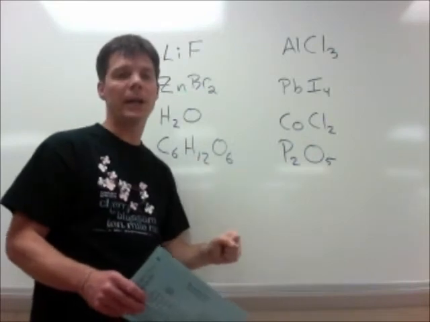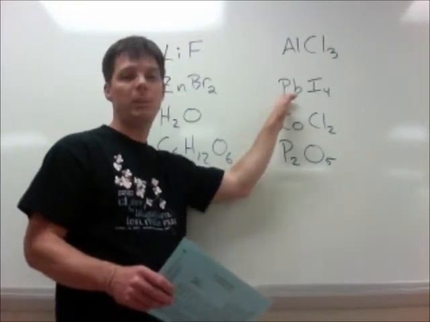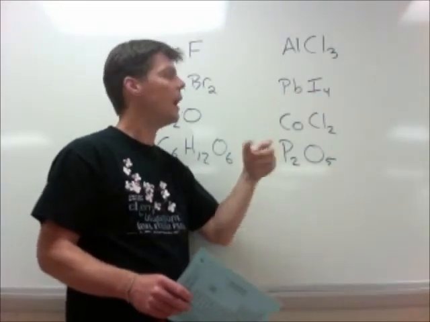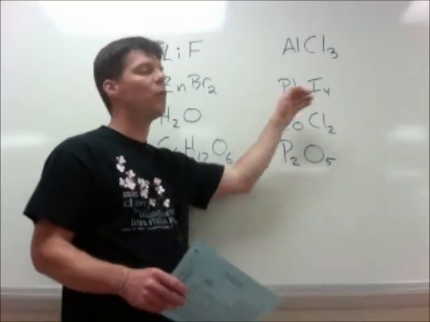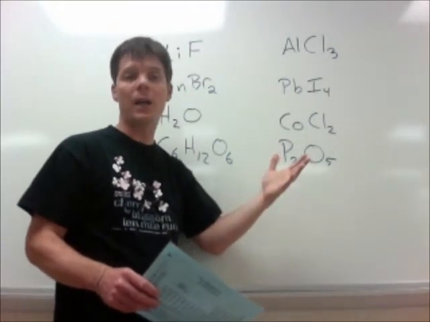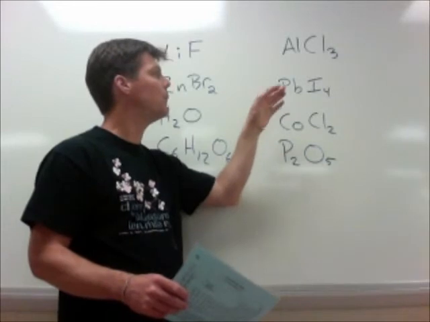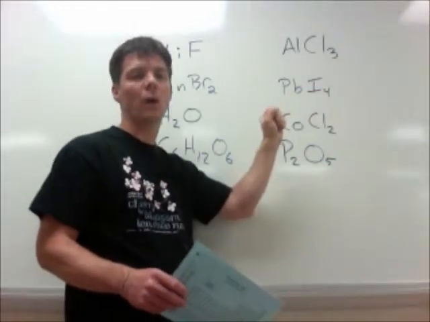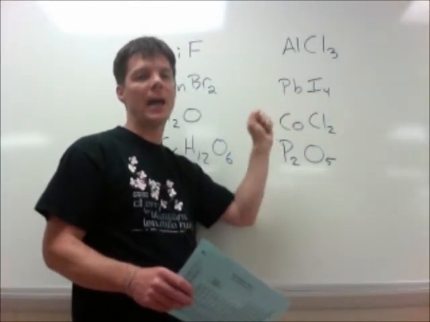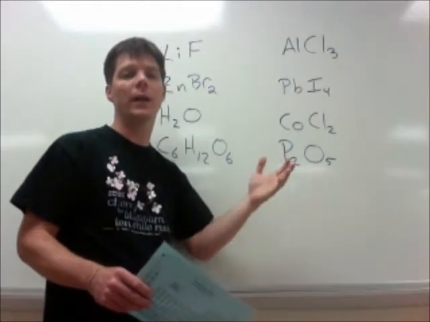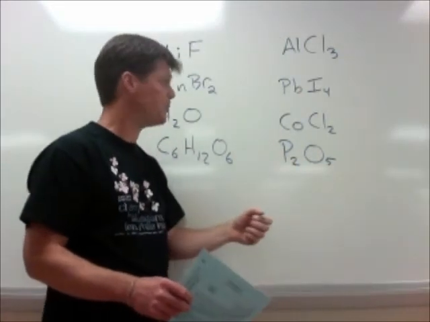This compound right here is a pairing of lead, Pb, with iodine, I, in a 1-to-4 ratio. Again, this is an ionic compound, which would have a ratio of 1-to-4 for lead ions to iodide ions. We would call this one lead-4 iodide.